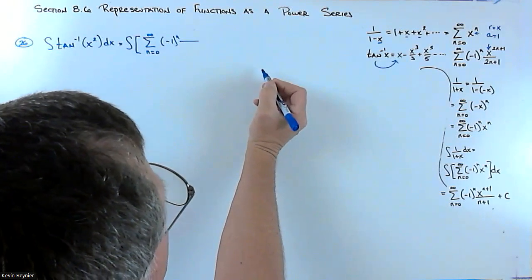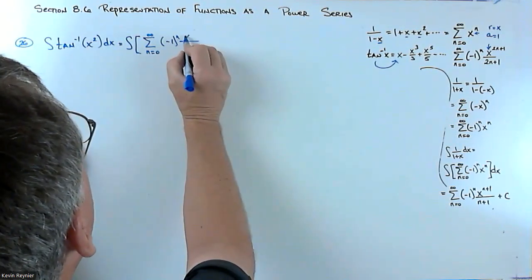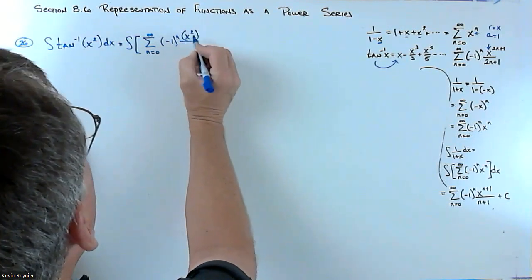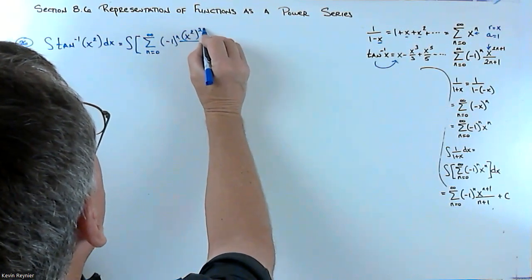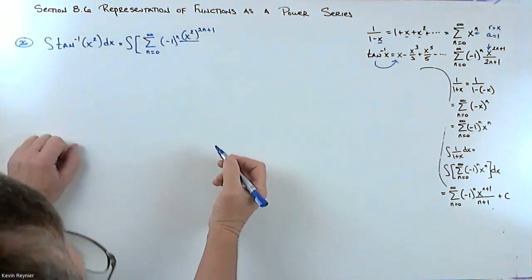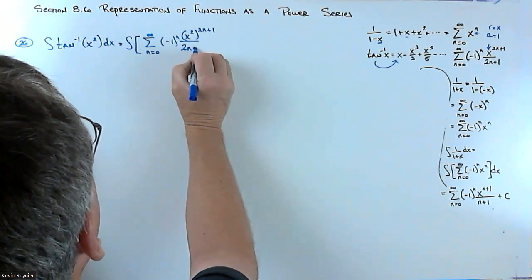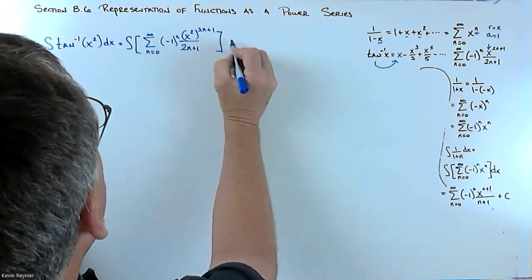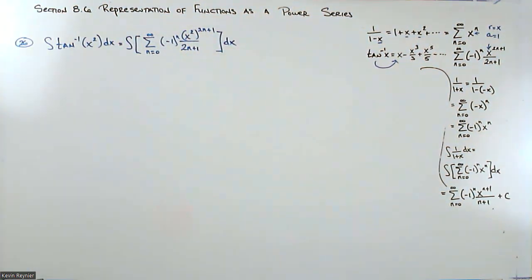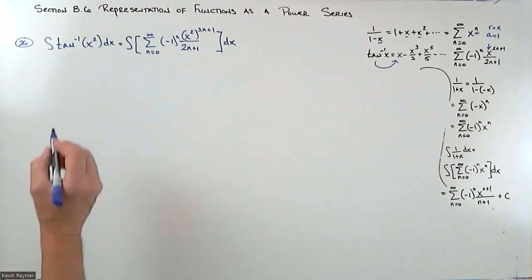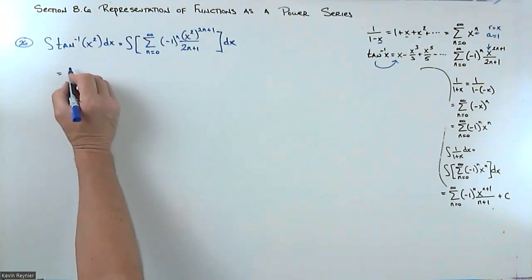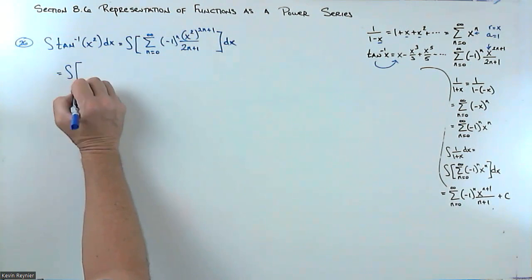Our numerator is going to be x squared to the 2n plus 1, because we're doing our substitution. And then our denominator is 2n plus 1. So this is our integral. Now, if we clean that up a little bit, that's going to be the integral.